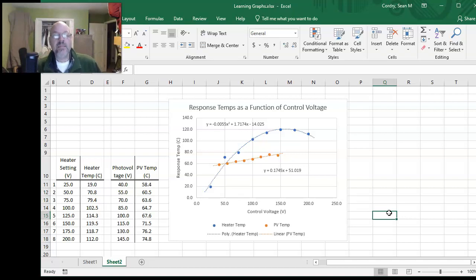All right, guys, there we go. So there's your little tutorial on how to make graphs in Excel.